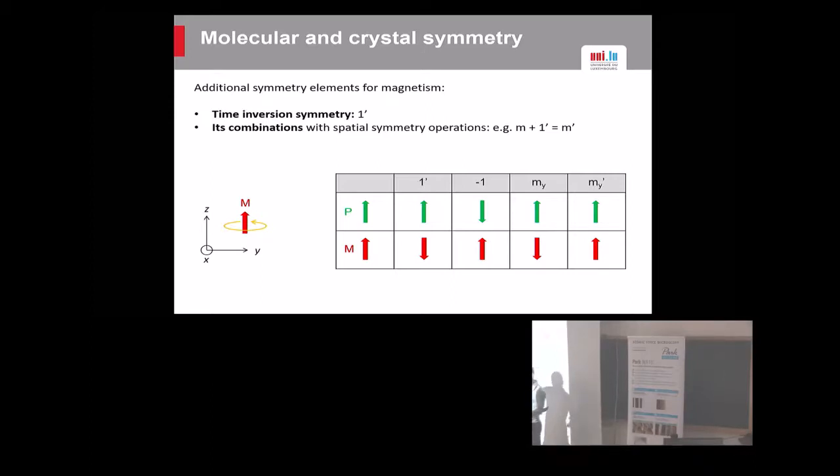But the spatial inversion, of course, changes polarization from up to down, but doesn't change anything to the magnetization here, because this loop doesn't change, okay? And so on, and then you can continue with this example. So again, the warning sign here is just: don't forget that not every arrow behaves like polarization.